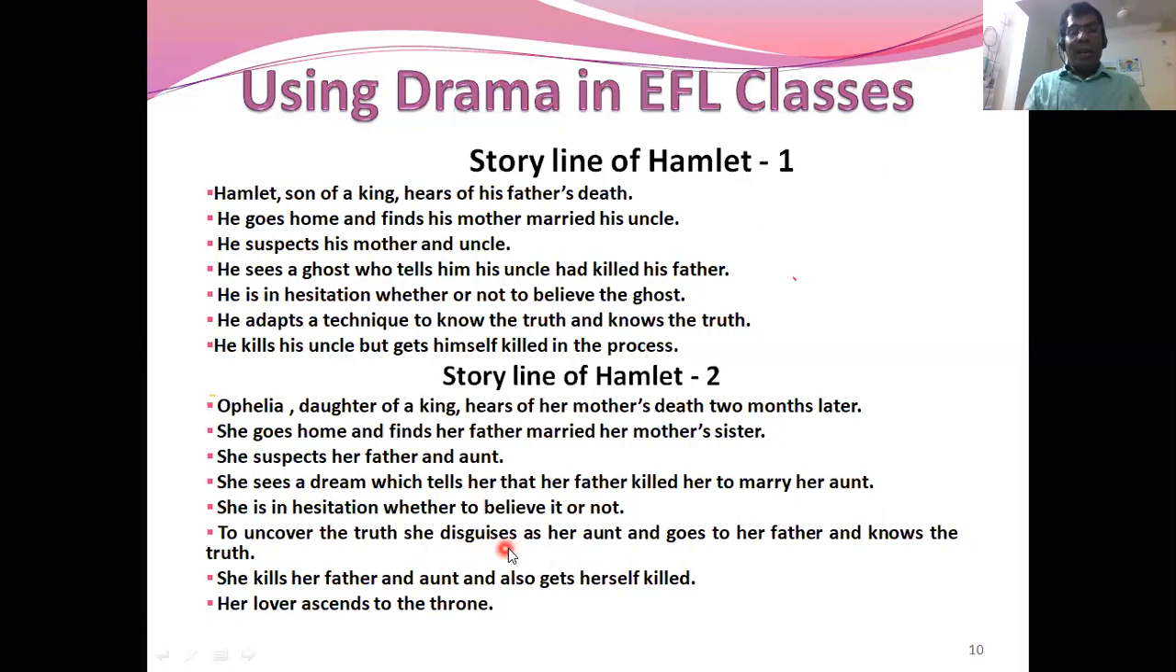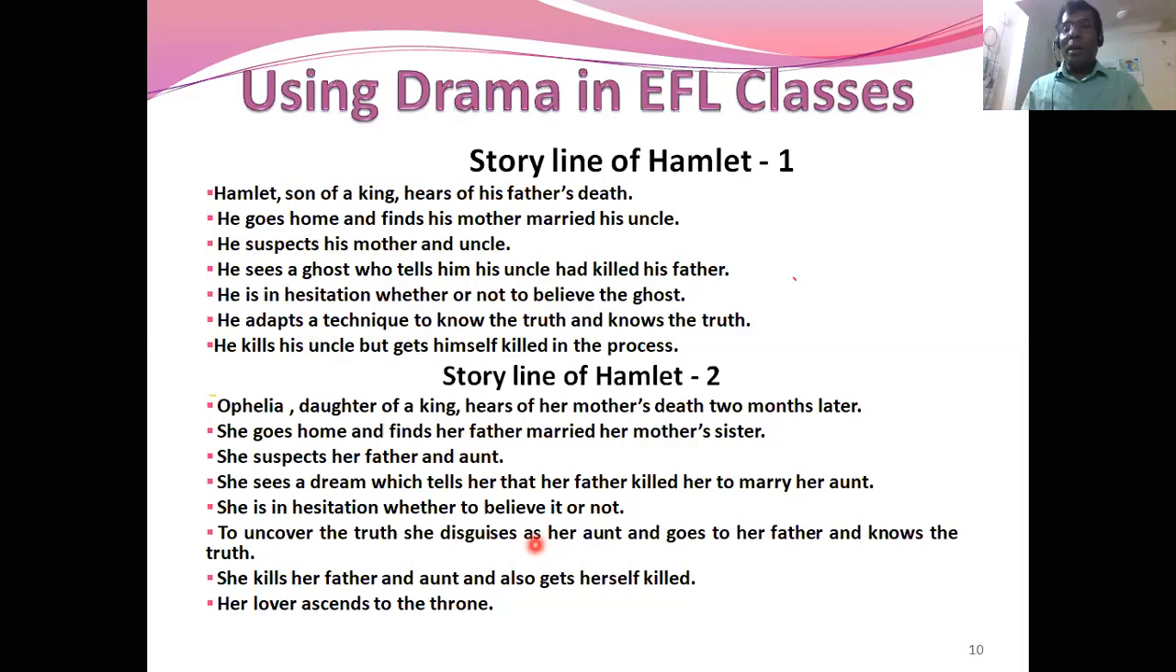Okay, she disguises as her aunt. অর্থাৎ তার খালার শাড়ি পরে সে তার বাবার রুমে গেল। এখানে কি করেছিল? He adopts a technique. What was the technique? He pretended to be a mad to know whether really his uncle killed his father. Here, Ophelia, to uncover the truth, she disguises as her aunt. That means she disguises as her mother's sister.